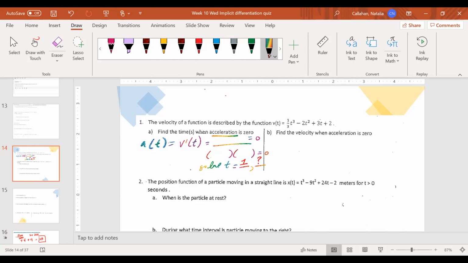All right, next part. B says find the velocity when the acceleration is 0. Well, you already have the acceleration formula. It's given to you. So to find the velocity when the acceleration is 0, you are going to plug that number into this equation for t. But you also know that one of the t is 1.